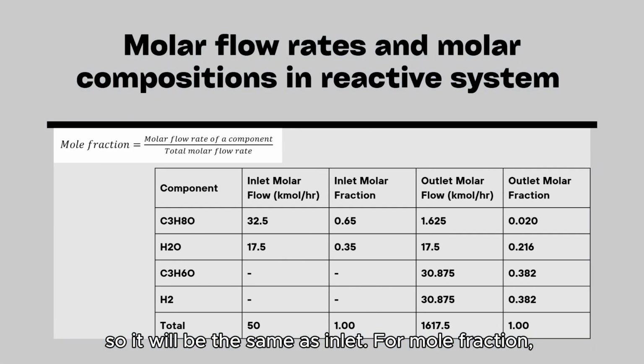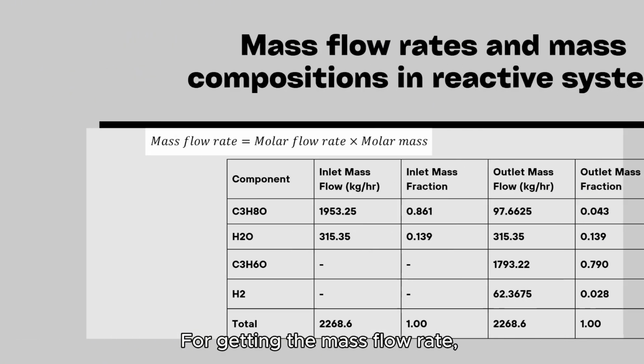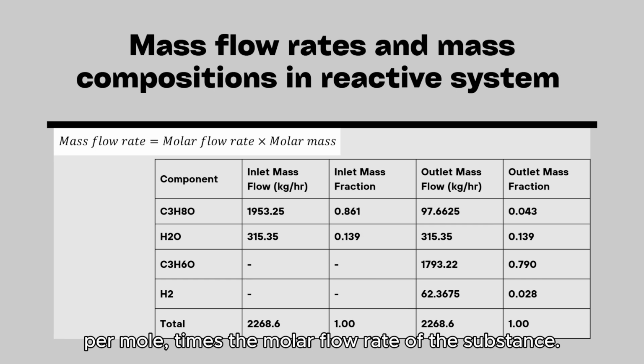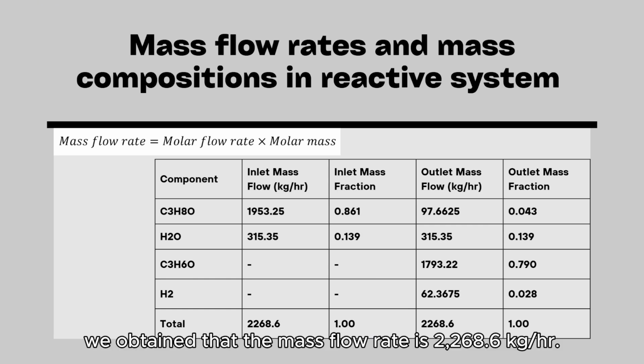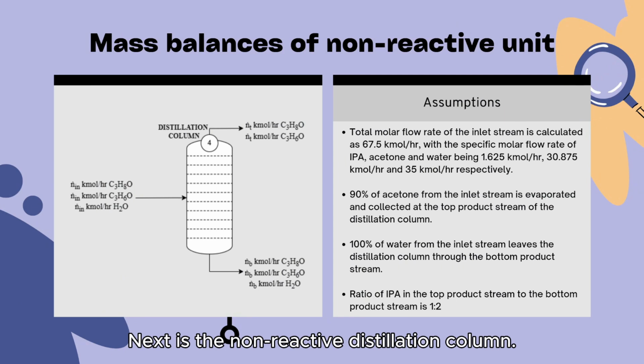For mole fraction, we obtain it by dividing the molar flow rate by the total molar flow rate. For getting the mass flow rate, we multiply the molecular weight of the substance, in kg per mole, by the molar flow rate of the substance. In this reactive vessel, we obtain the mass flow rate as 2268.6 kg per hour. Next is the non-reactive distillation column.